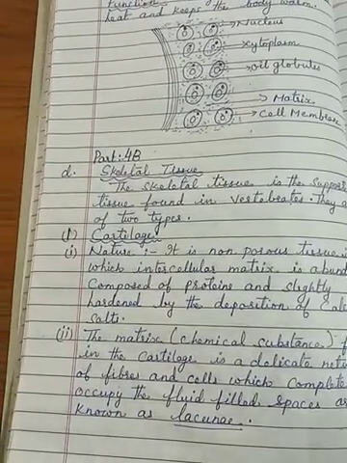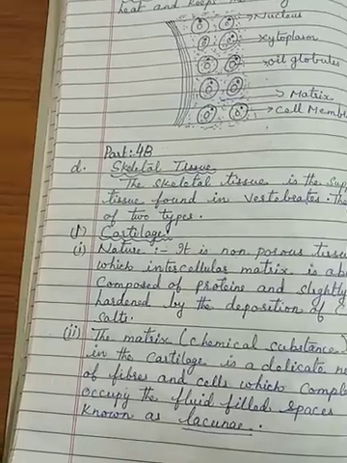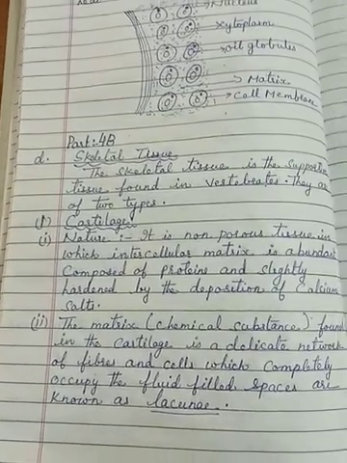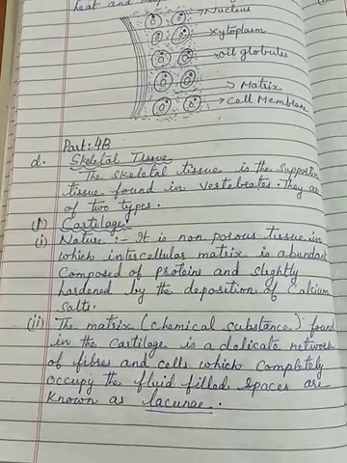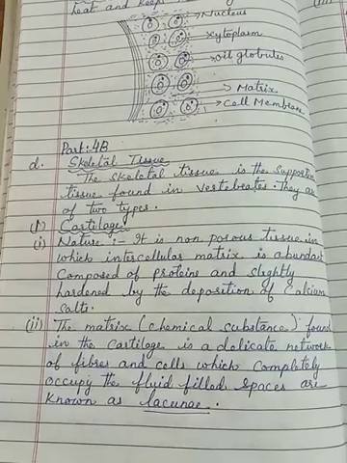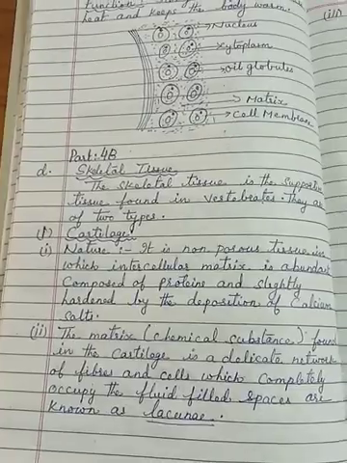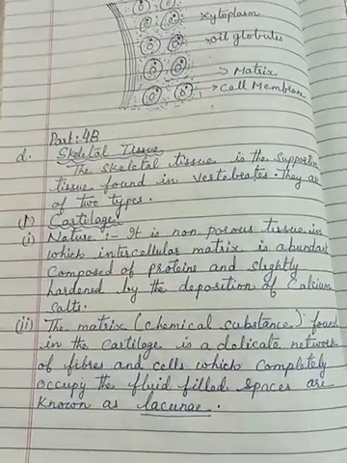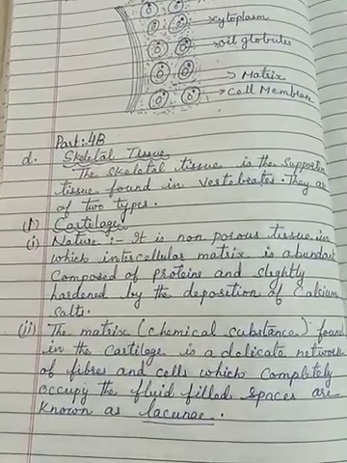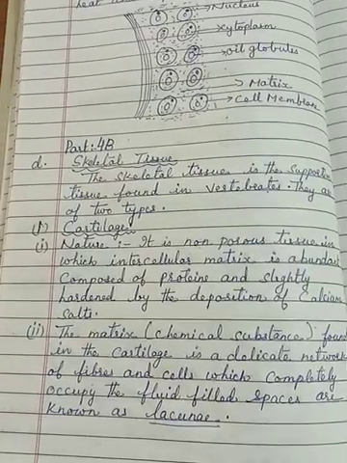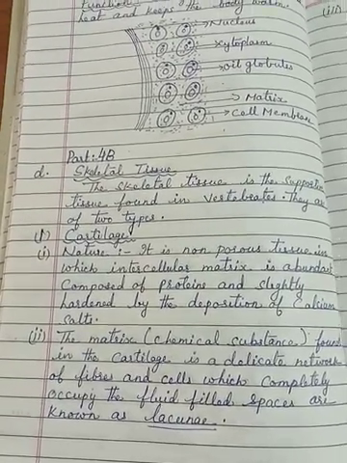As the skeleton system gives support to our body, in the same way, this skeletal tissue is the supportive tissue and it is found in all the vertebrates. They are of two types. You have already studied about cartilage and bone in your previous classes.